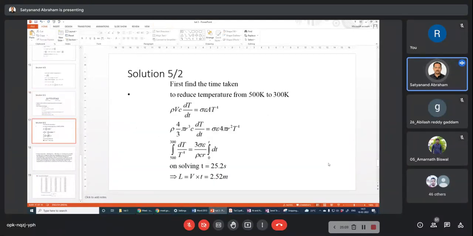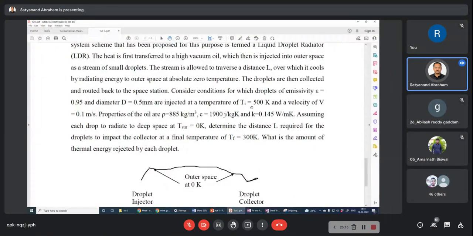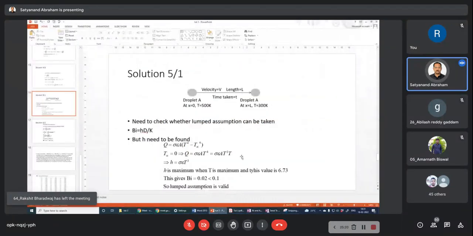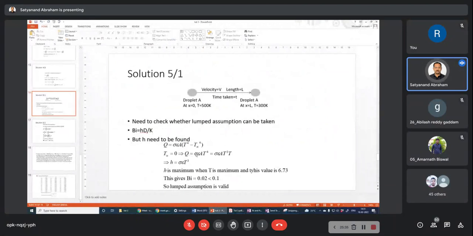So T maximum is given as 500. At the beginning, T is given as 500. Putting these values in, we see that h comes to somewhere around 6.7. Because the emissivity is given as 0.1, and the Stefan-Boltzmann constant we know is 5.67 into 10 raised to minus 8. So this value we can give as 6.7.